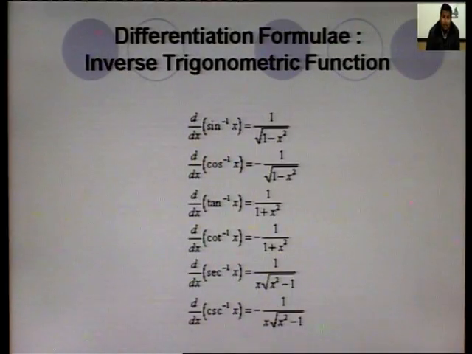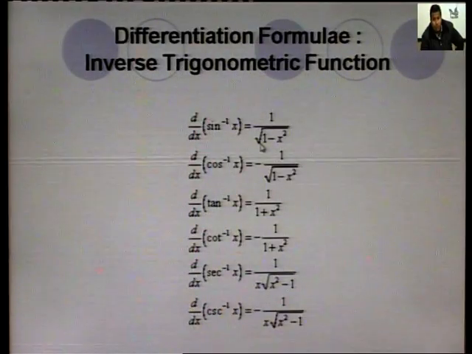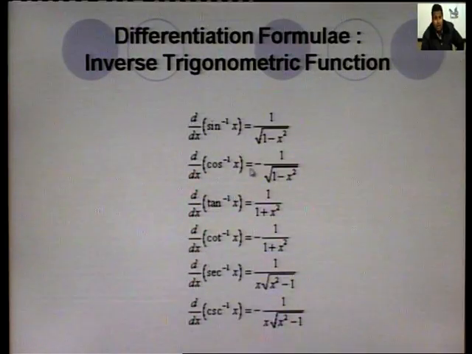Now you are doing the inverse trigonometric formulas. First formula is for sine inverse x. d upon dx of sine inverse x is equal to 1 upon under root of 1 minus x square. This is a very important formula. You have to cram it, write it, learn it, everything, to do the differentiation. Like d upon dx of cosecant inverse x is equal to minus 1 upon root of 1 minus x square. d upon dx of tan inverse x is equal to 1 upon 1 plus x square.